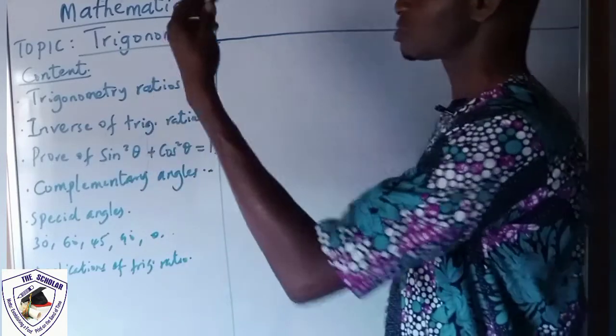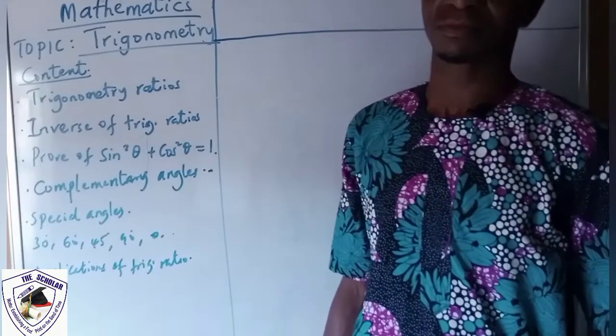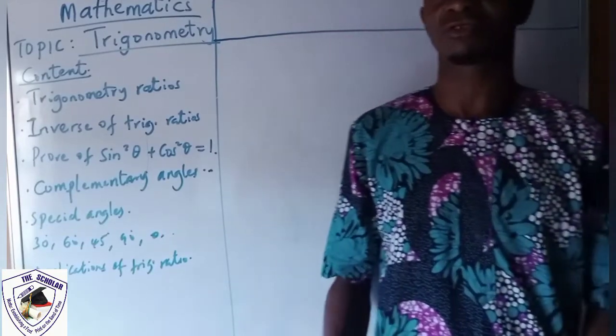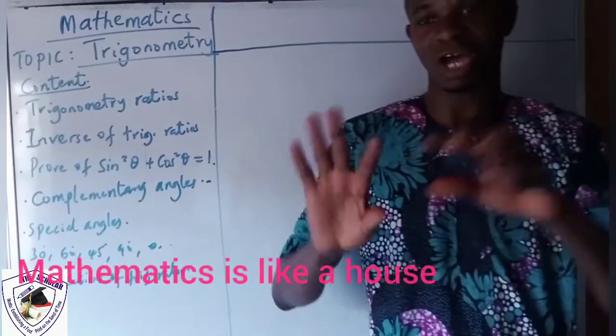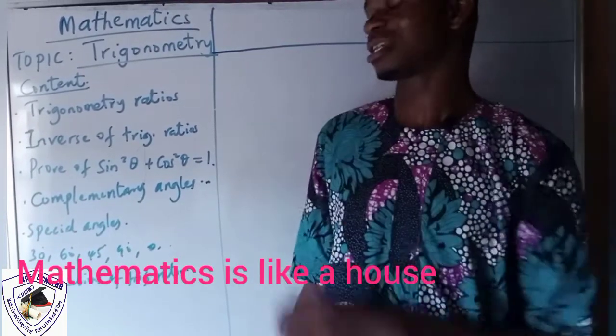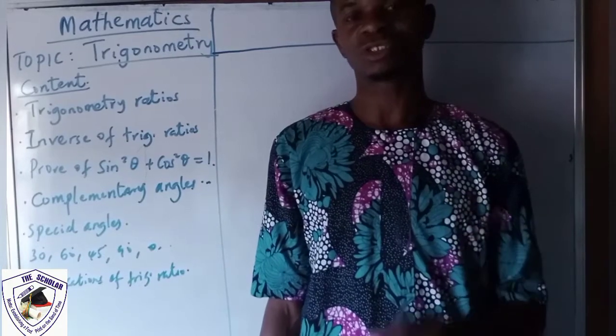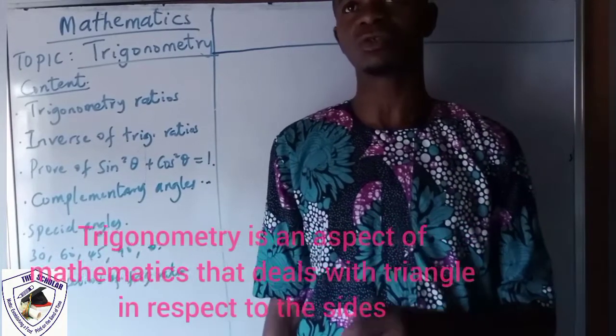Now, to start with, when you talk about trigonometry, it's an aspect of mathematics. Mathematics is very, very broad, just like a house where you have other parts. So trigonometry is an aspect of mathematics that deals with the study of triangles with respect to their sides.